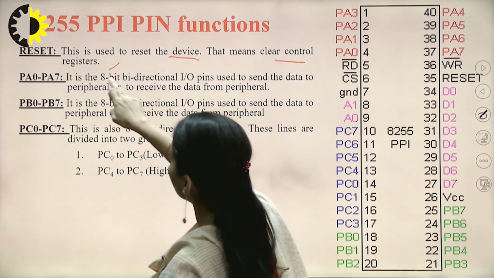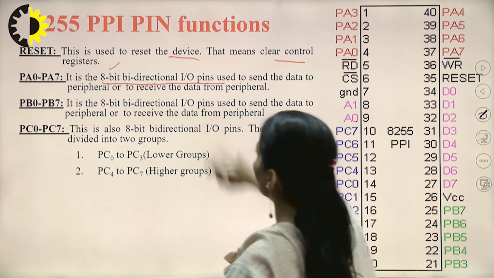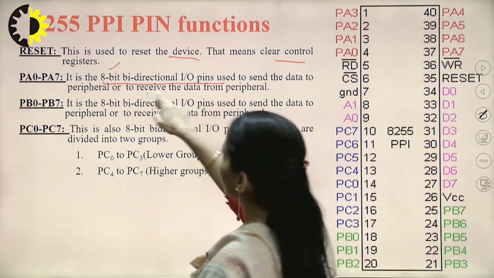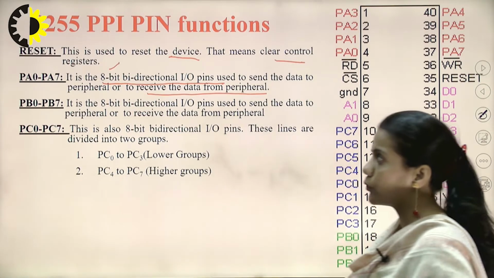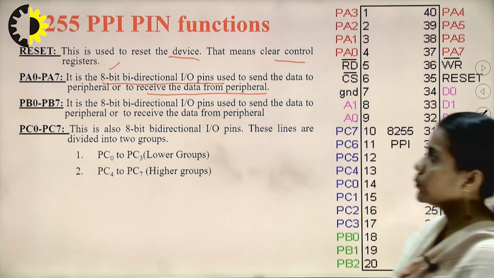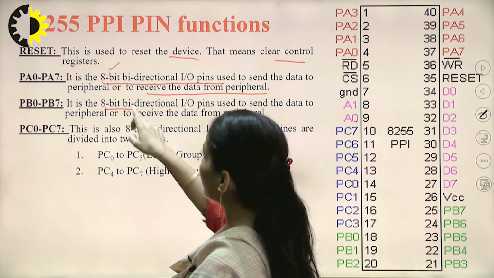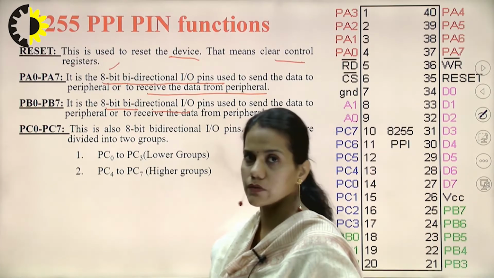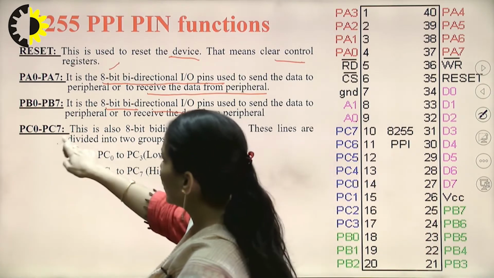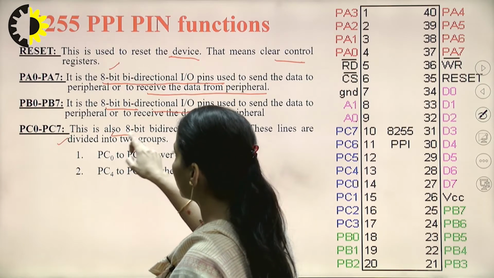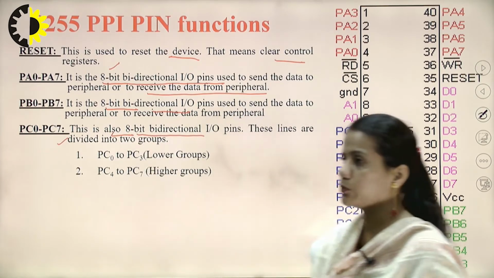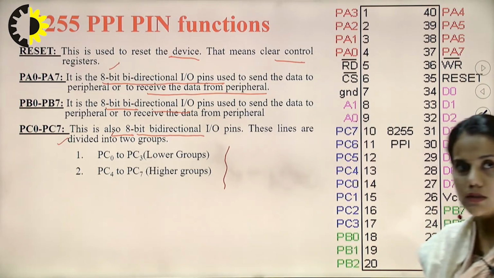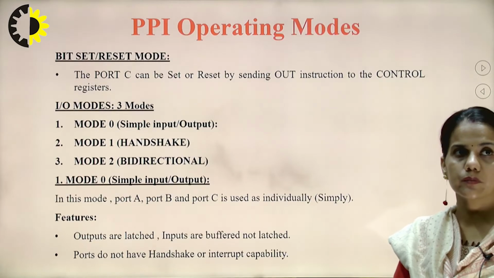PA0 to PA7 are 8-bit bidirectional input output pins. They are used to send data to the peripheral or receive data from the peripheral. So this is port A. Port B is again 8-bit bidirectional input output pins, again used to send or receive data from peripheral devices. PC0 to PC7 is also an 8-bit bidirectional input output port. These lines are divided into two groups as already discussed, PC upper and PC lower.